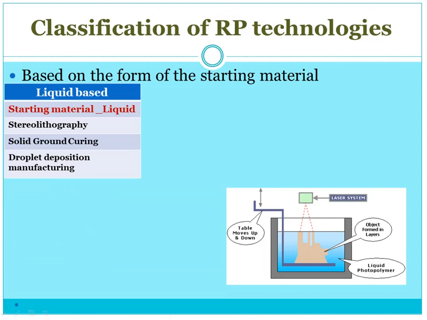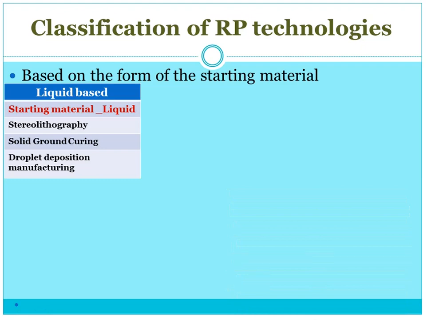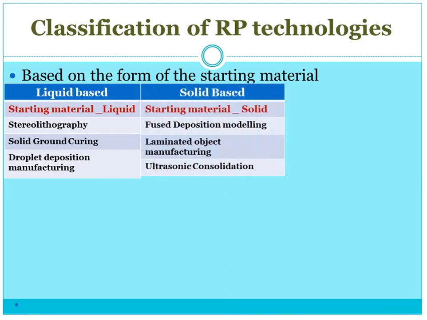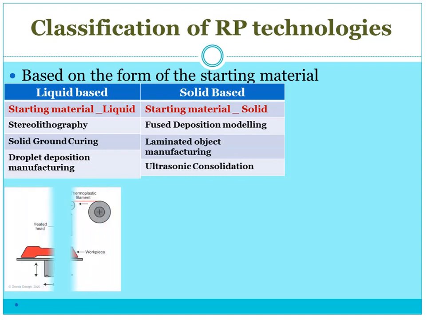The next method for RP technologies is solid-based. So the starting material is obviously solid. In that, the first and most popular one is fused deposition modeling. The short form is FDM. The next one is laminated object manufacturing, and the last one is ultrasonic consolidation.